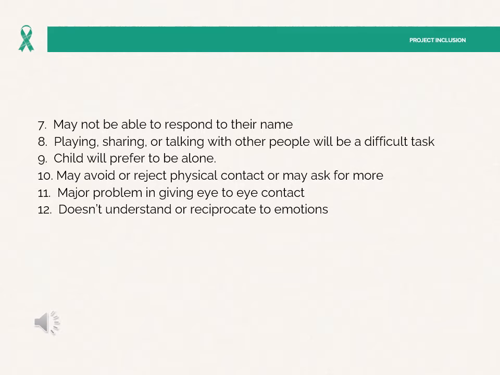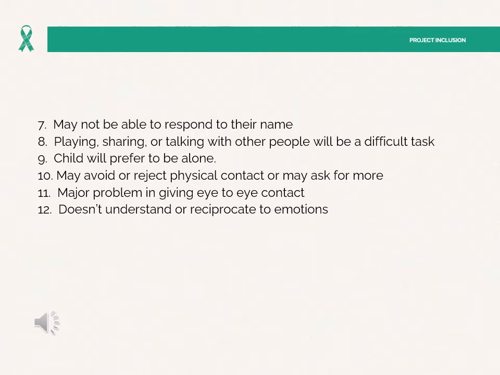Ninth, the child will prefer to be alone. So teachers, these two points are very much in coordination with each other, as we have seen in the initial slide, that generally children with ASD have a problem in social communication, and also they are not able to initiate any conversation with others. As a result, mostly they tend to stay alone. Neither do they like any other age mates coming up to them and talking to them or playing with them, nor are they able to play, share, or talk with other people.